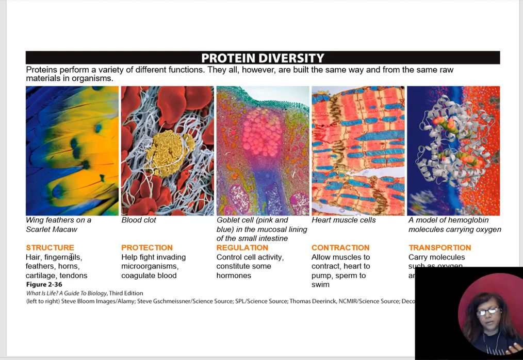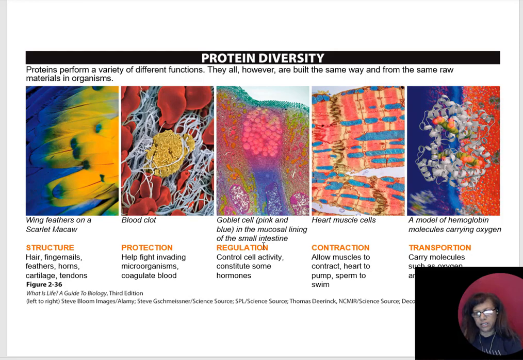Structure. When we think about proteins that form structure, we think about hair, fingernails, feather, horns, cartilage, tendons. An example here is the feather of a scarlet macaw. When we think about protection, proteins are part of the group that help to fight invading microorganisms. They help to coagulate blood. Here in this image, you're seeing a blood clot. We can see the red blood cells. We can see a white blood cell. We can see all the fibrin threads here.